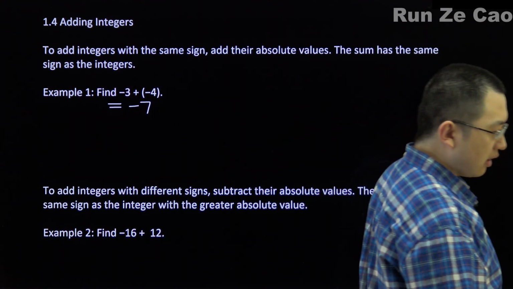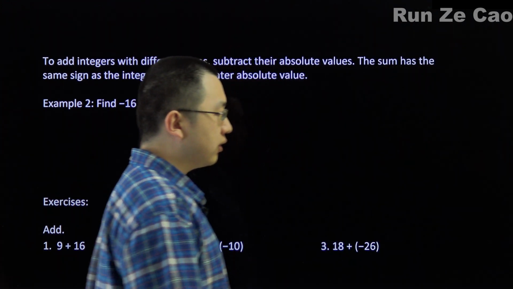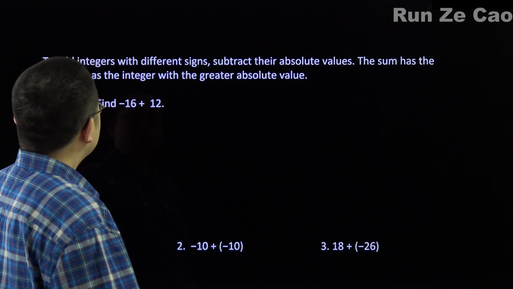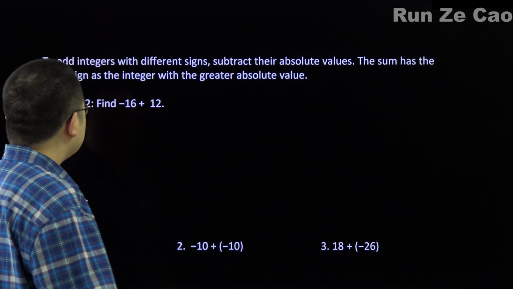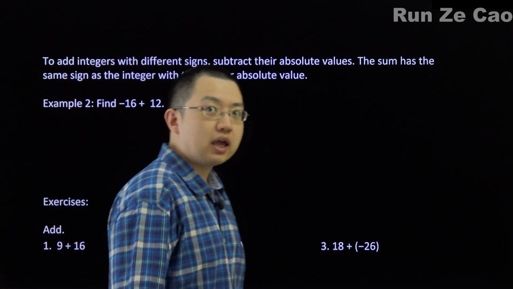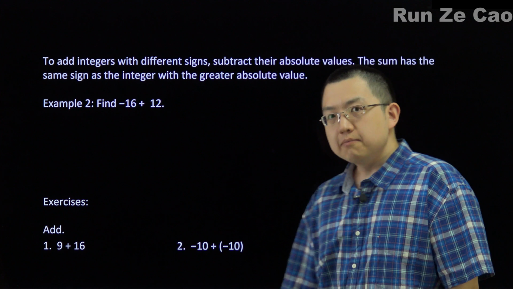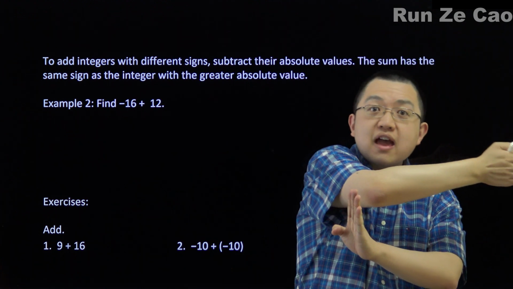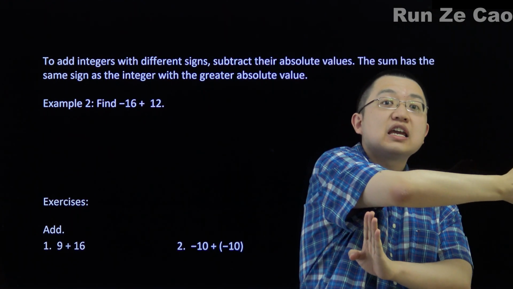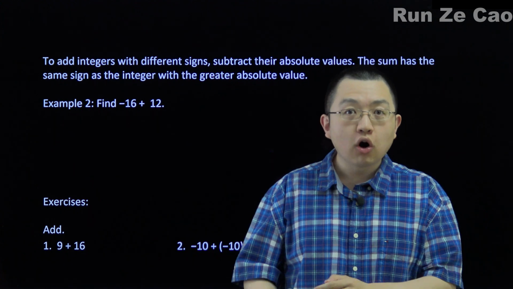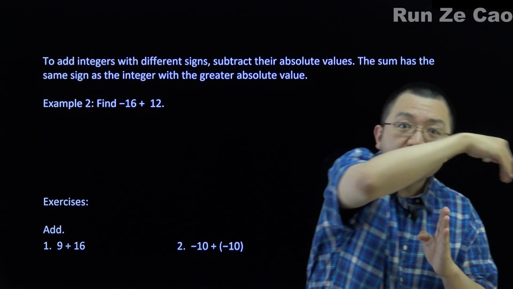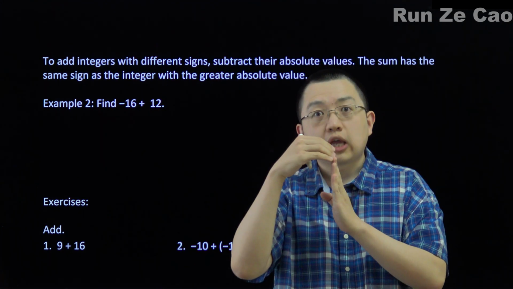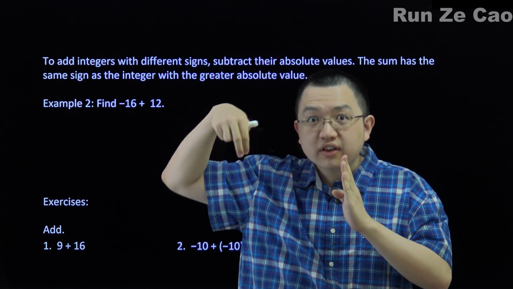If you're adding integers with different signs, subtract their absolute values, and the sum has the same sign as the integer with the greater absolute value. North American math curricula have a really funny way, in my opinion, of teaching this stuff. Because what happens if you're at +12 and then you add -16, i.e. go 16 back? So you go 12 steps forward, 16 steps back. Where are you going to end up? Oh, hey, it cancels out the 12 steps forward, and then you still have 4 more steps back to go.